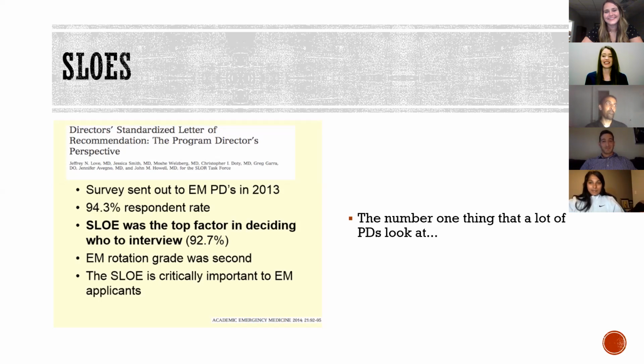Okay, so the slowy is number 1. Your EM grade is number 2, and then number 3 was your step scores. This just stresses what I said earlier, that in emergency medicine, we want great clinicians, people out there who can take care of patients, treat them with compassion and have good interpersonal relationships. That is key to emergency medicine. So just keep that in mind. There are some guys who may not have the greatest step scores. Remember, if you're awesome clinically, you'll be just fine.